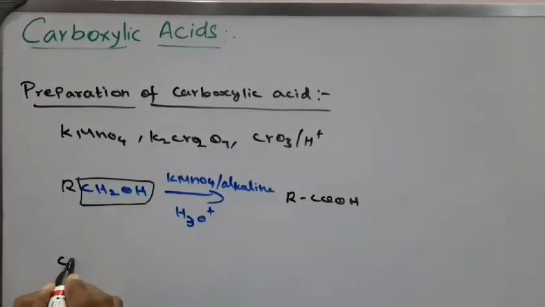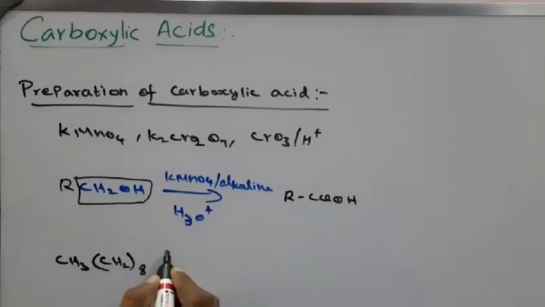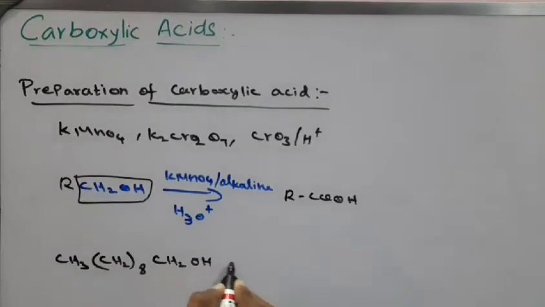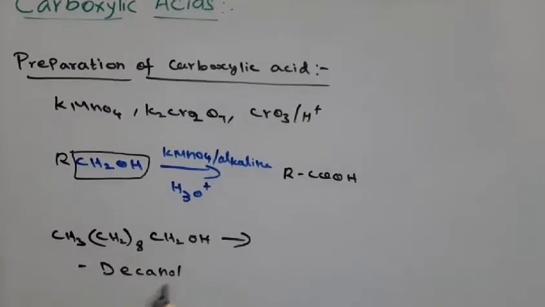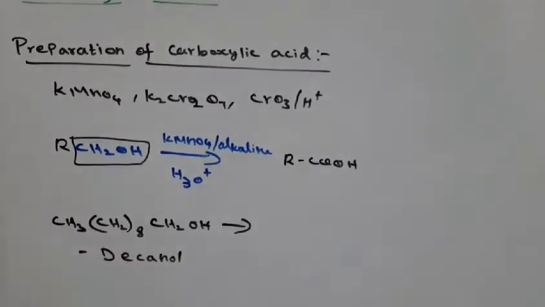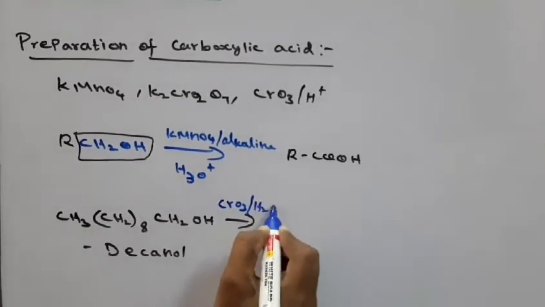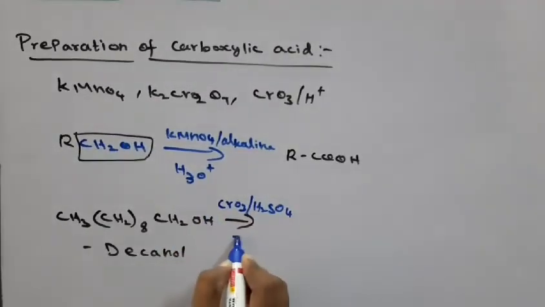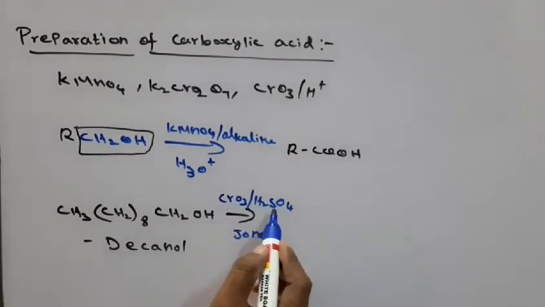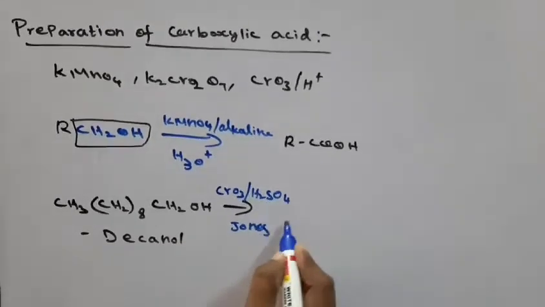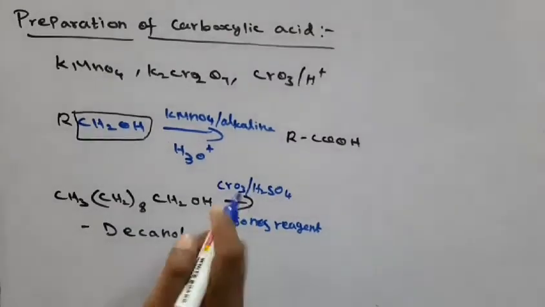Suppose CH3, CH2 8 times, CH2OH. This is 1-decanol. In the presence of a strong oxidizing agent like CrO3 with H2SO4, this is called Jones reagent. CrO3 is an oxidizing agent, and it takes place in acidic medium. So it is one more question: what is Jones reagent?